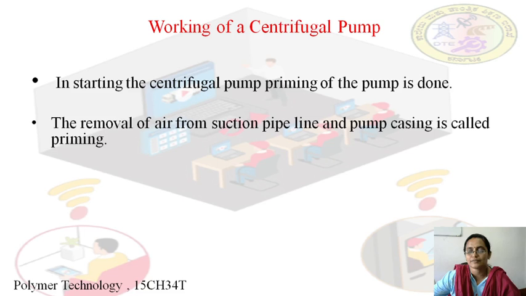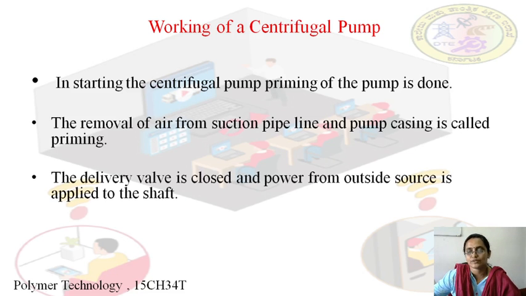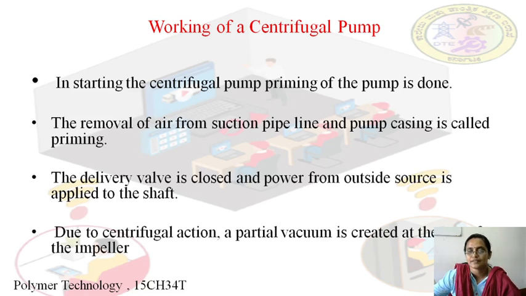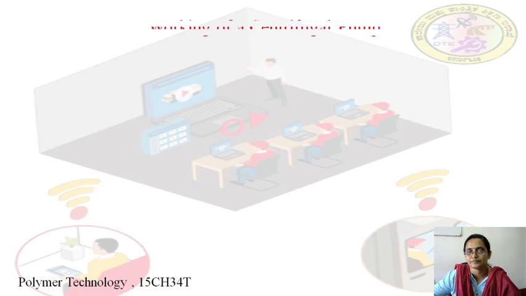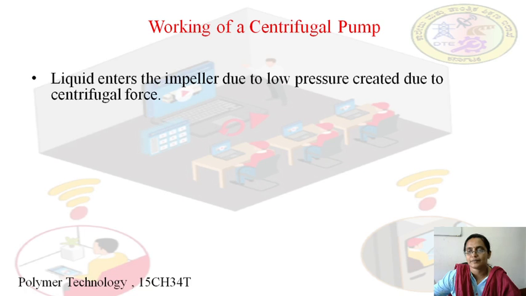The removal of air from the suction pipeline and pump casing is called priming. The delivery valve is closed and power from outside sources is applied to the shaft. Due to centrifugal action, a partial vacuum is created at the eye of the impeller. Liquid enters the impeller due to the low pressure created by centrifugal force.